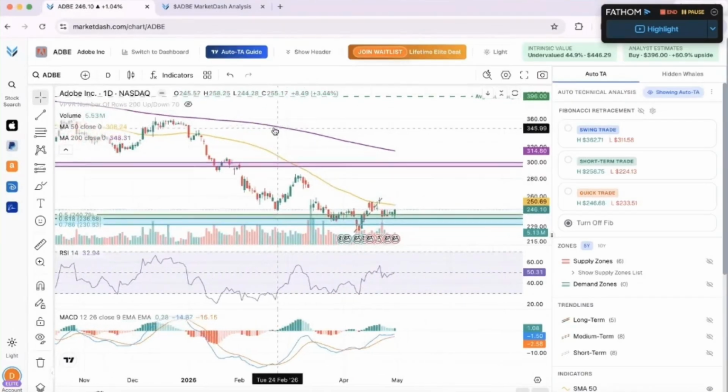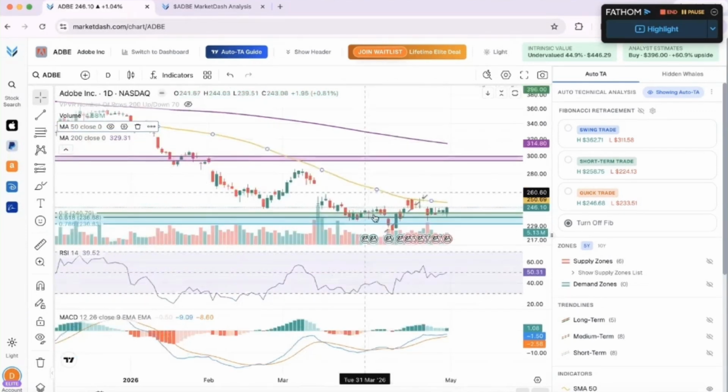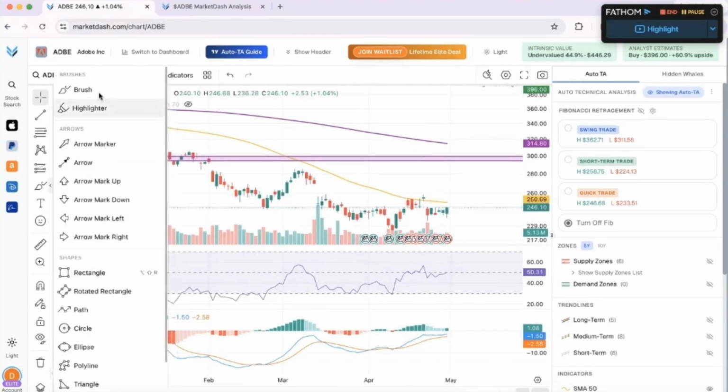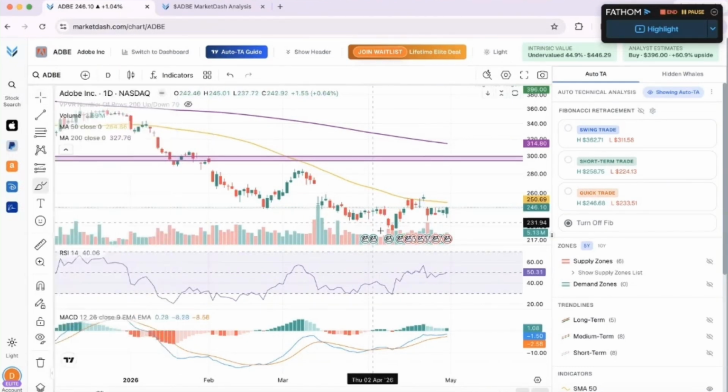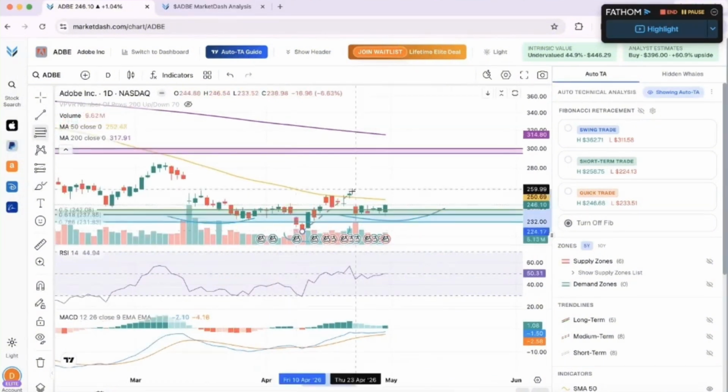So I had Adobe pulled up on the daily time frame here. Pretty much, the stock is setting up for an inverse head and shoulders. So basically what happens is you get something like this. You get a potential head, you get a shoulder here for a potential move up, right? So you're getting a move from this low to this high.